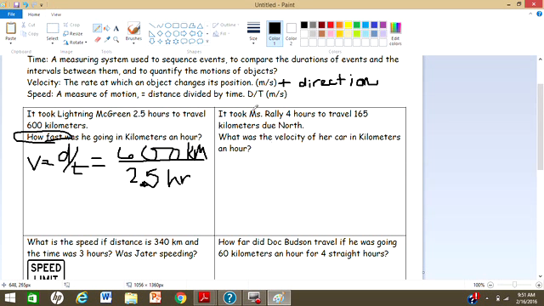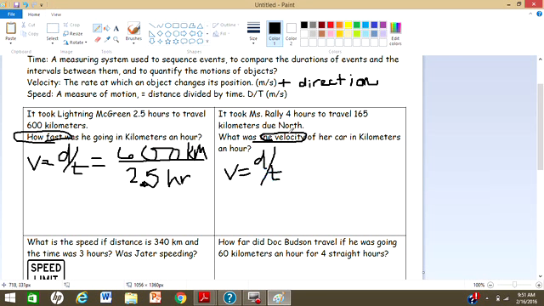Okay, let's look at this one. You should have written your answer in over here now. This one says, it took Miss Raleigh 4 hours to travel 165 kilometers due north. What was the velocity of her car in kilometers per hour? So the first thing you say to yourself is, what are we looking for? And it's velocity. So we're using V equals D over T again.